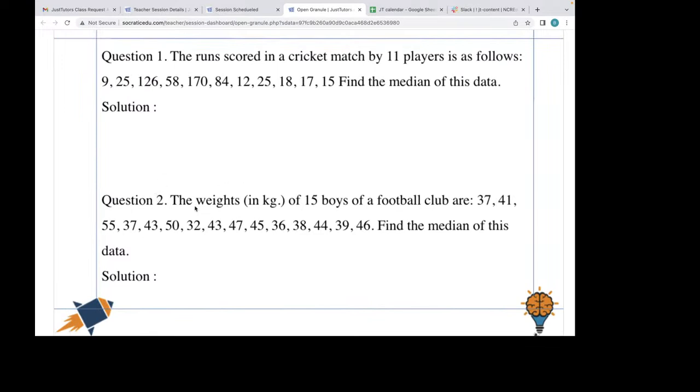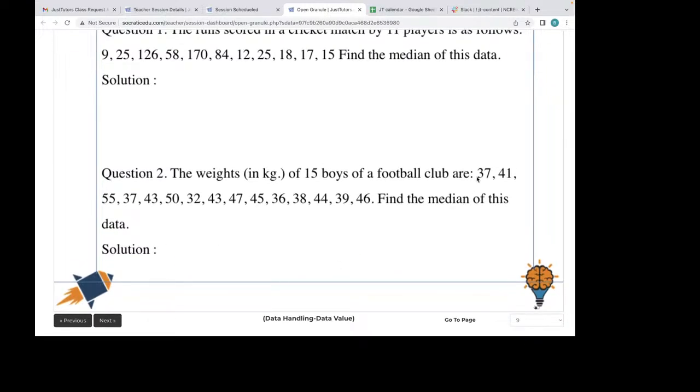Alright, now for question number 2, the weight in kg of 15 boys of a football club are 37, 41, 55, 37, 43, 50, 32, 43, 47, 45, 36, 38, 44, 39 and 46. Find the median of this data. So now we have again the data of 15 boys, their weights.